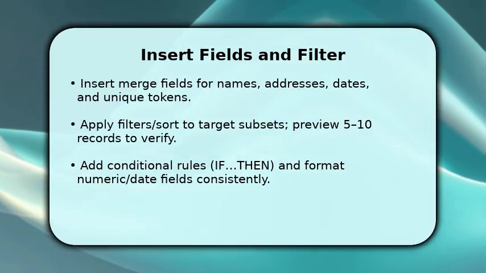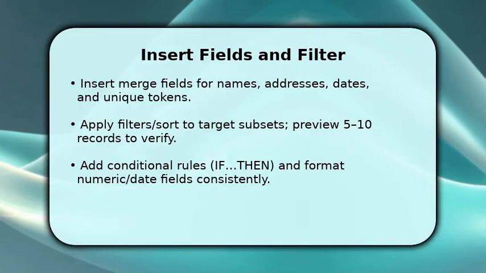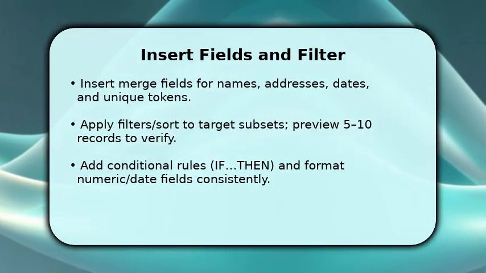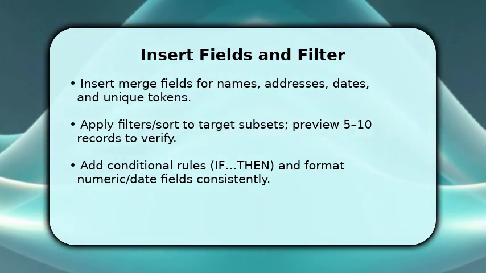correctly. If you need different copy for segments, use IF rules. Otherwise, keep the template simple. This middle phase is where accuracy prevents mass errors.